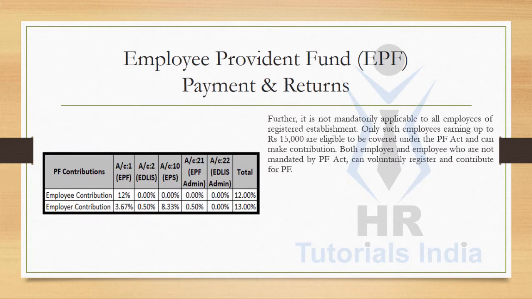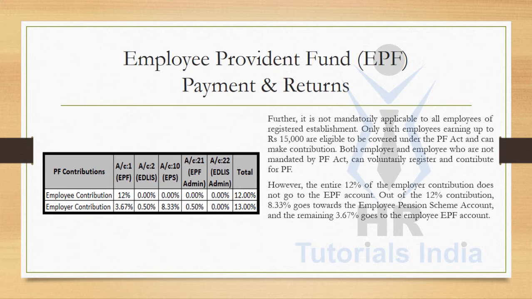Further, it is not mandatorily applicable to all employees registered in the establishment. Only such employees earning up to 15,000 per month are eligible to be covered under the EPF Act and can make contribution. Both employer and employee who are not mandated by the PF Act can voluntarily register and contribute for PF. This means even though the company is registered under EPF, it is not mandated that every employee should be registered under EPF. It is only for those employees whose gross salary is less than or equal to 15,000 on a monthly basis. But if the employer or employee would like to get registered with the EPF Act, then they can voluntarily get registered and contribute to PF.